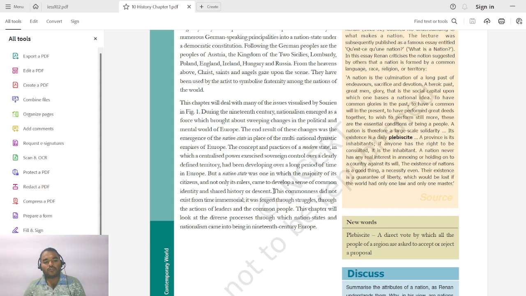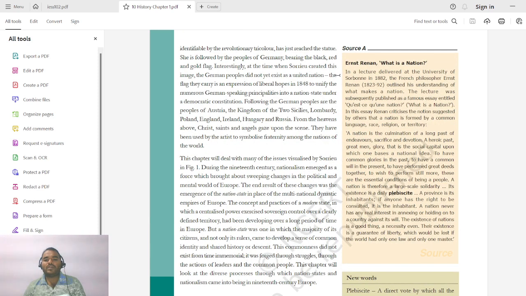So this chapter will look at the diverse processes through which nation states and nationalism came into being in 19th century Europe. This is how nationalism took root in the context of European nations.